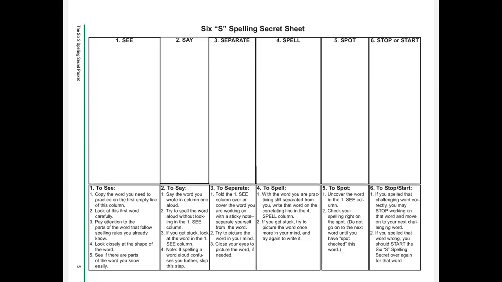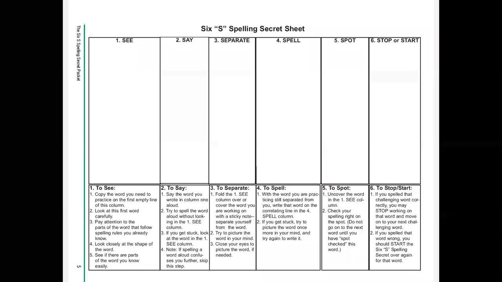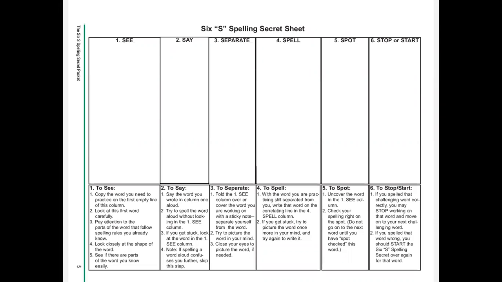Number 3 says to separate. So fold the C column over, S-E-E, fold that first column over so that you can't see it, or put a sticky note on it, and try to picture the word in your mind. Close your eyes to picture the word if needed. And so they are separating themselves from the word. So far they have seen, they have said, and they have separated.